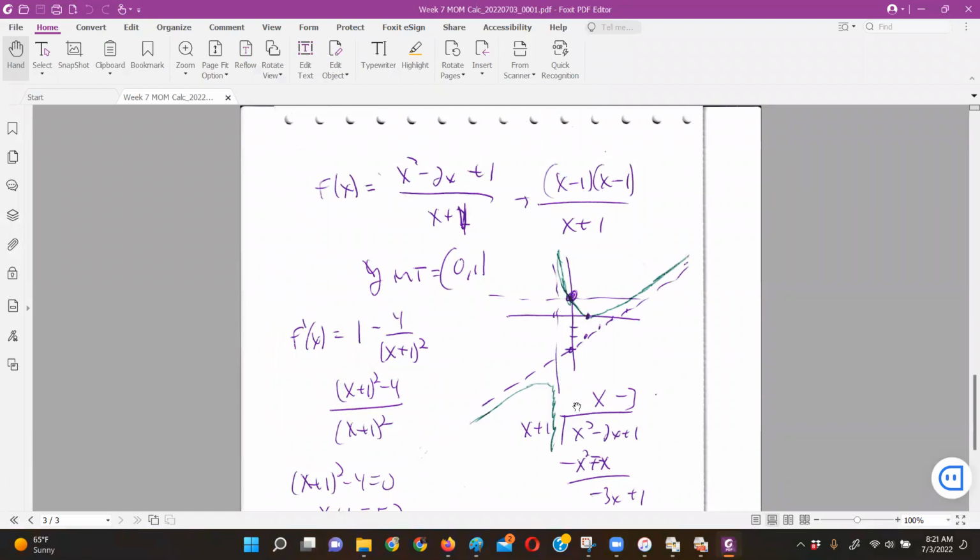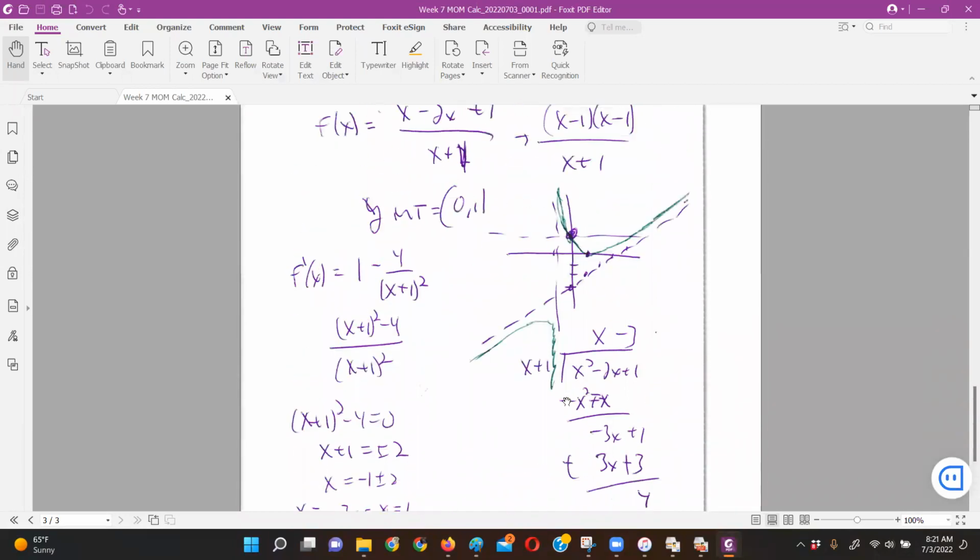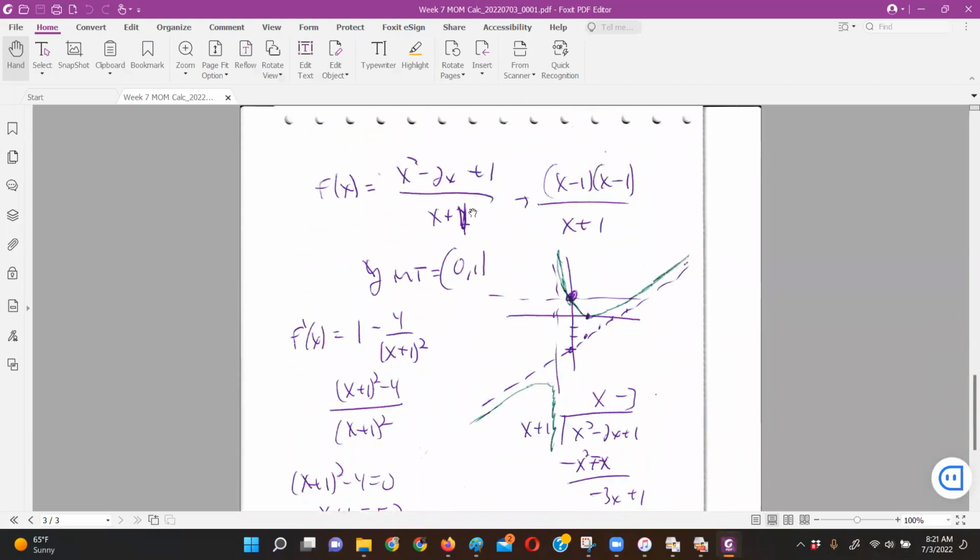The numerator factors as x minus 1 times x minus 1. I'll talk you through it. So I know it has a 0 at x equals 1, and it has multiplicity 2, which means it bounces off the graph there.